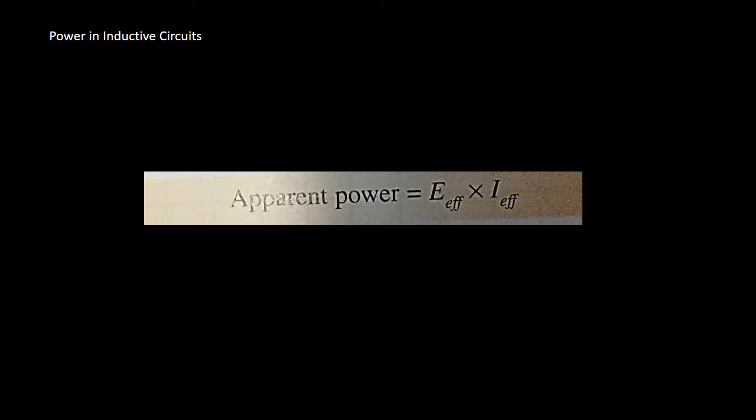Power in inductive circuits. Power consumed in a purely resistive circuit is the product of the voltage and current, which is P equals I times E, or power equals current times voltage. This is the actual power used by a circuit. It is called true power, and it is given in units of watts.